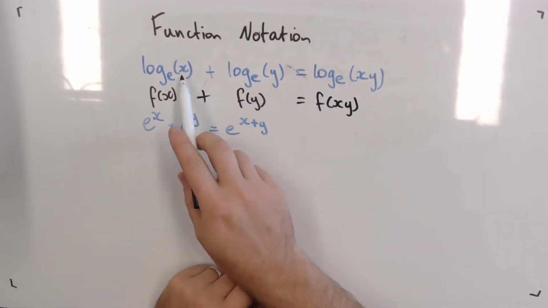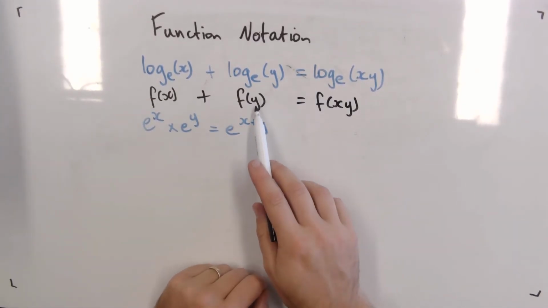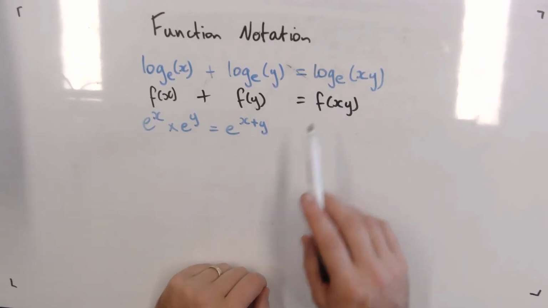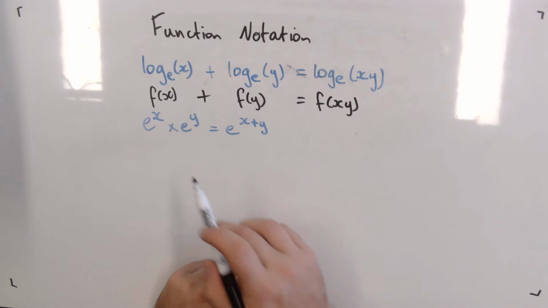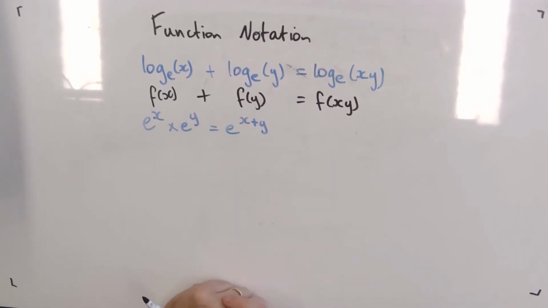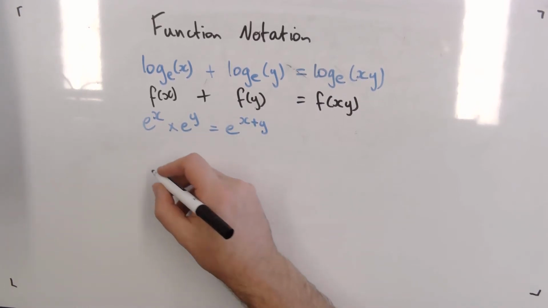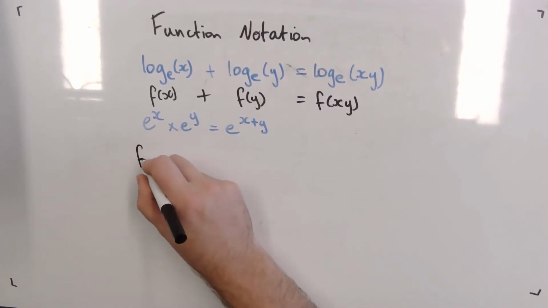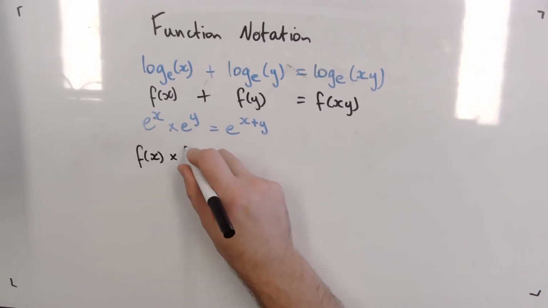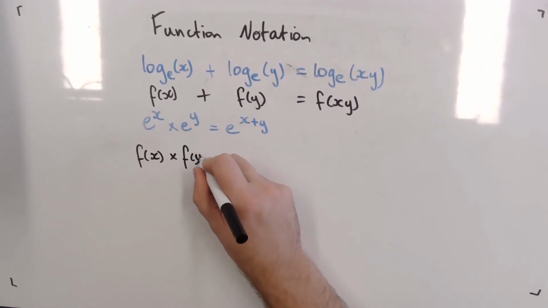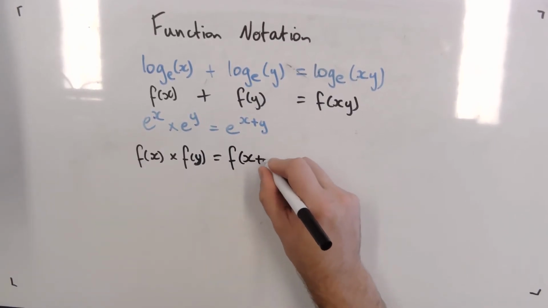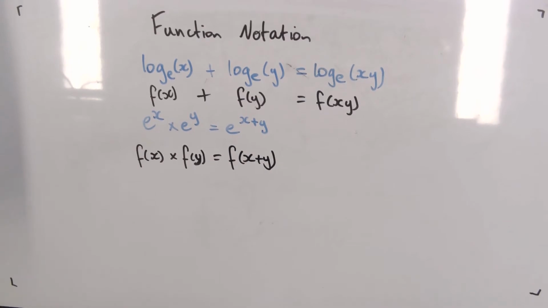Okay, so I'll replace my x with a y in this one, that's why it's become f of y, and replace my x with xy in this one, which is why it's become f of xy. So we've got this nice little equation here just using function notation. Similarly, with this example here, we could say that e to the x is f of x, times e to the y, which we can say is f of y, and that's going to equal f of x plus y, okay, from that index law.